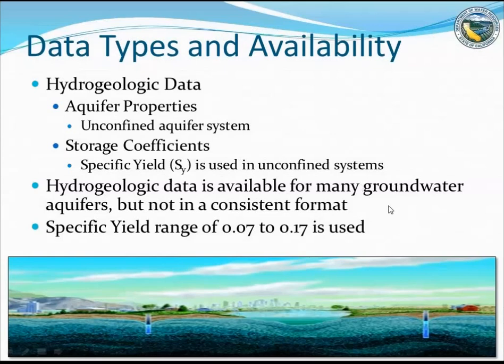Hydrogeologic data is available for many, maybe even most, groundwater aquifers within the groundwater basins in California, but it's not available in a consistent format. There's no one spreadsheet or model that can provide that information to us. So it's difficult to apply a consistent format to our change in storage tool. Because of that, we use a minimum specific yield value of 0.07 and a maximum specific yield value of 0.17 when we provide our estimates of change in groundwater in storage.